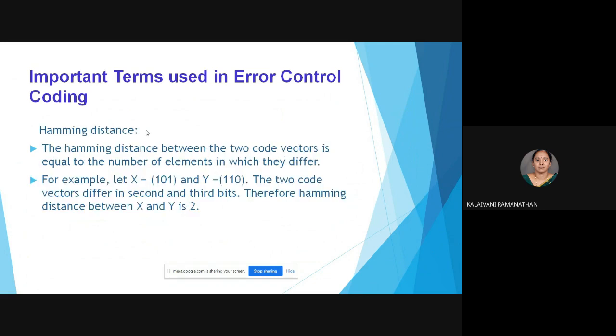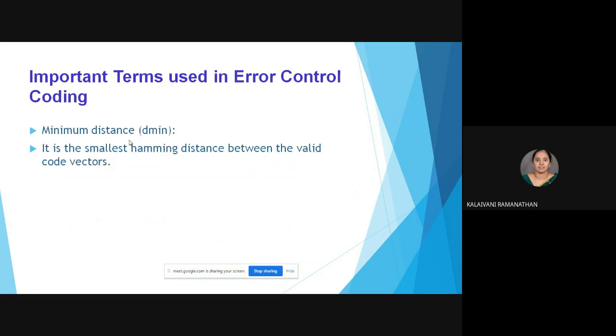Hamming distance. The Hamming distance between two code vectors is equal to the number of elements in which they differ. If you have the codes x equal to 101 and y equal to 110, then these two codes differ only in the second and third bits. Therefore, the Hamming distance between x and y is 2. Minimum distance is the Hamming distance between the valid code vectors.